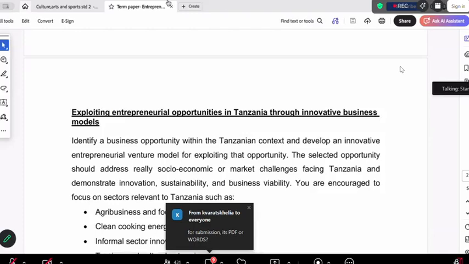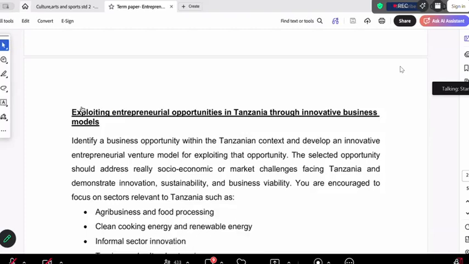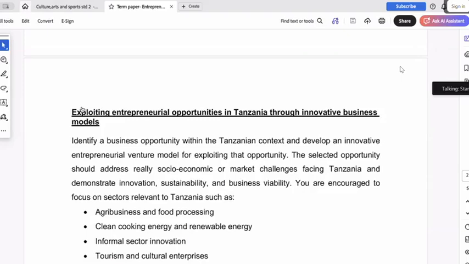Excuse me, doctor. Yes. On the analysis part, are we supposed to use all the models? Like, are we supposed to use SWOT, PESTLE, or can we pick one? The one relevant to the idea that you came with. Okay. Thank you.